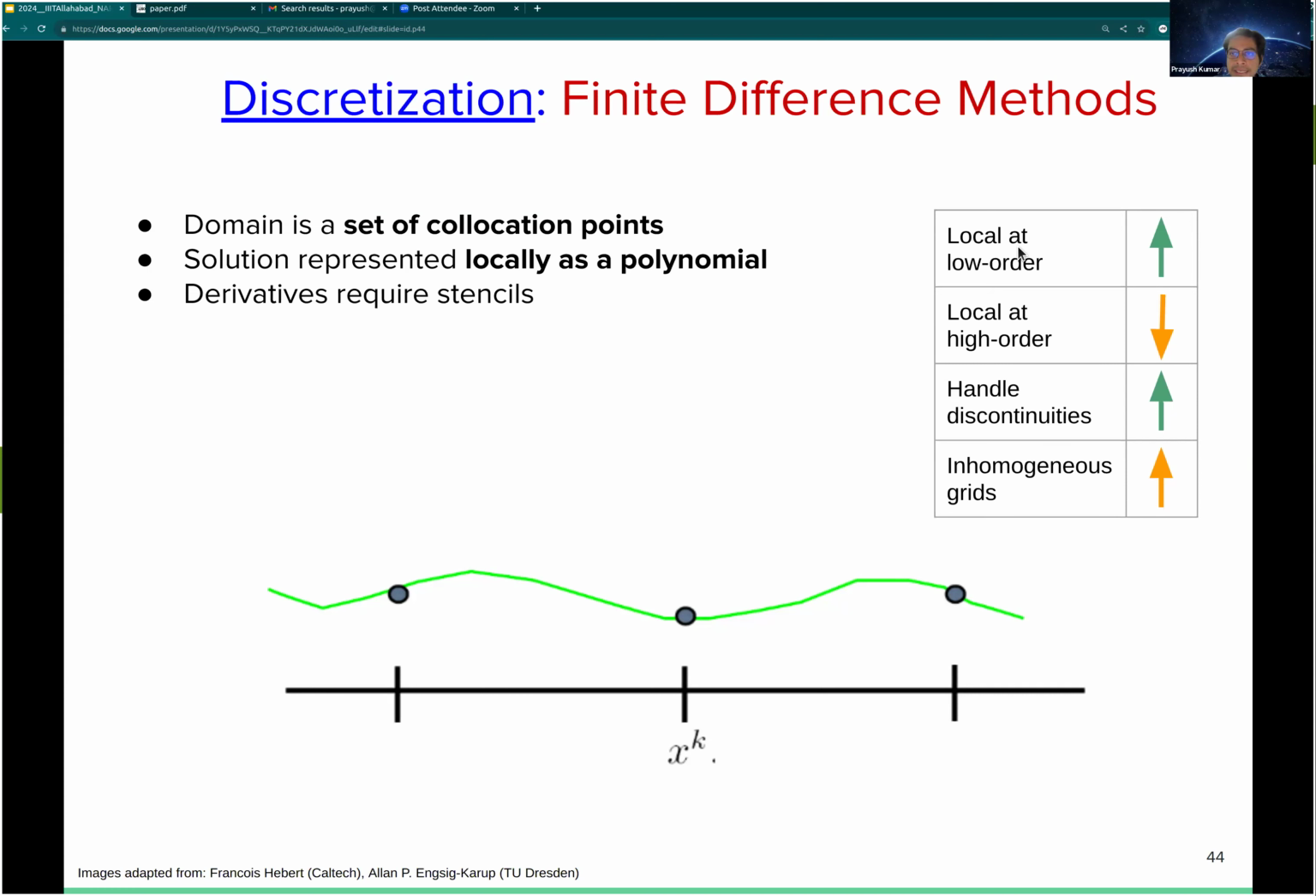Which means that at low order accuracy, this discretization is local. If you require high order accuracy, suppose you require eighth order accurate spatial derivatives, then you no longer can call this a local scheme. It will require communication from a lot of neighbors. Finite difference methods are able to handle discontinuities quite well, and they're also able to handle inhomogeneous grids, but not as well as maybe finite element methods.